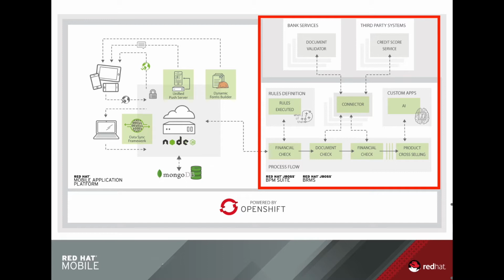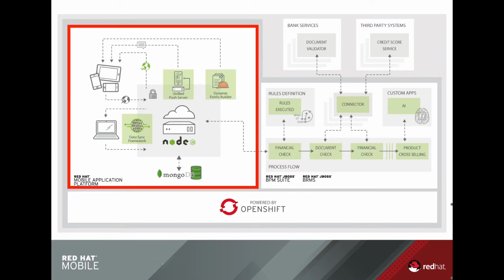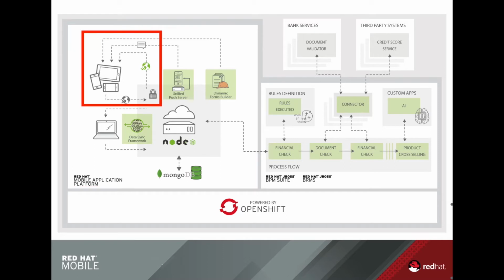other external systems. On the left then we have the Red Hat mobile application platform product, and there are three components here. First we have the mobile app, which is installed on devices and used by customers to make the loan application. It's a hybrid app built using Ionic and Angular, and from that one codebase we can use the platform to build and deploy to both Android and iOS phones and tablets.